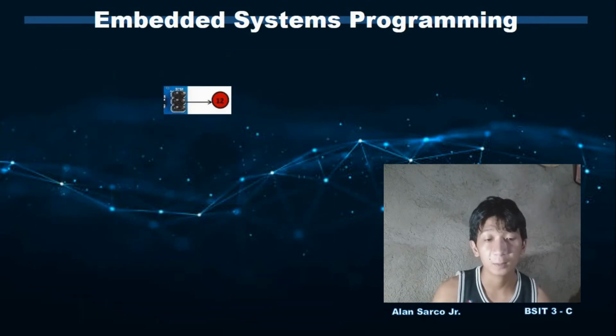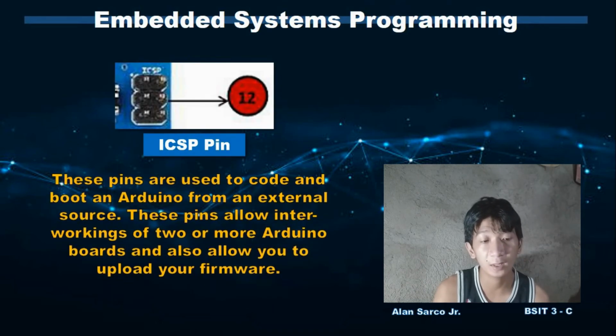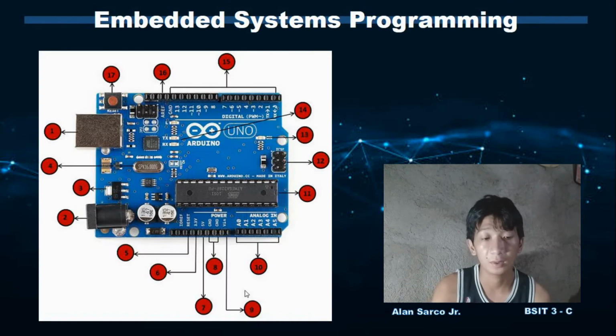Next, the ICSP pins, as you can see in number 12. These pins are used to code and boot an Arduino from an external source. These pins allow you to enter the workings of 2 or more Arduino boards and also allow you to upload your firmware. The ICSP pins act as the AVR programmer, which is used to code or boot the Arduino.